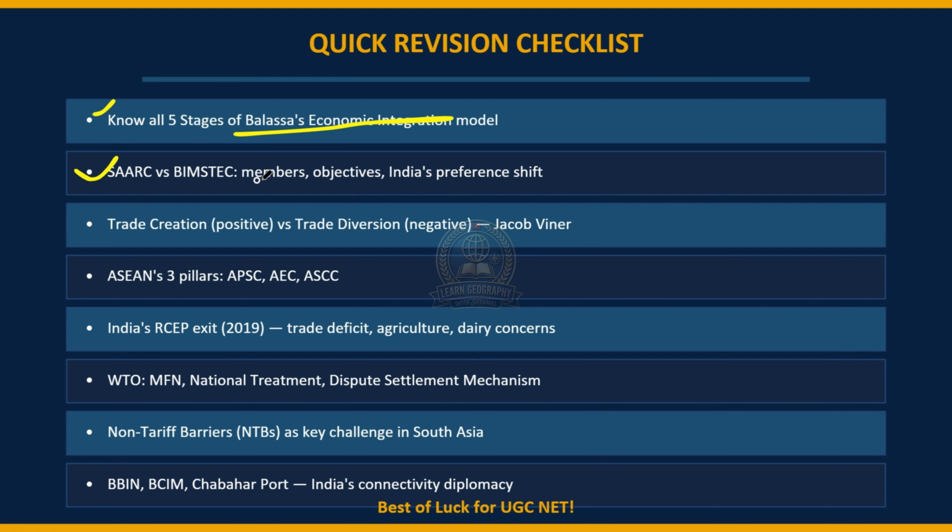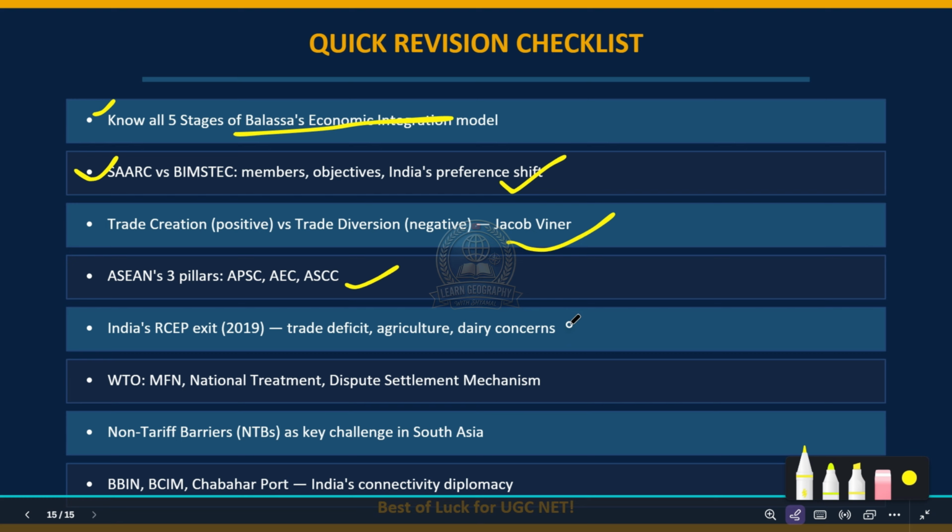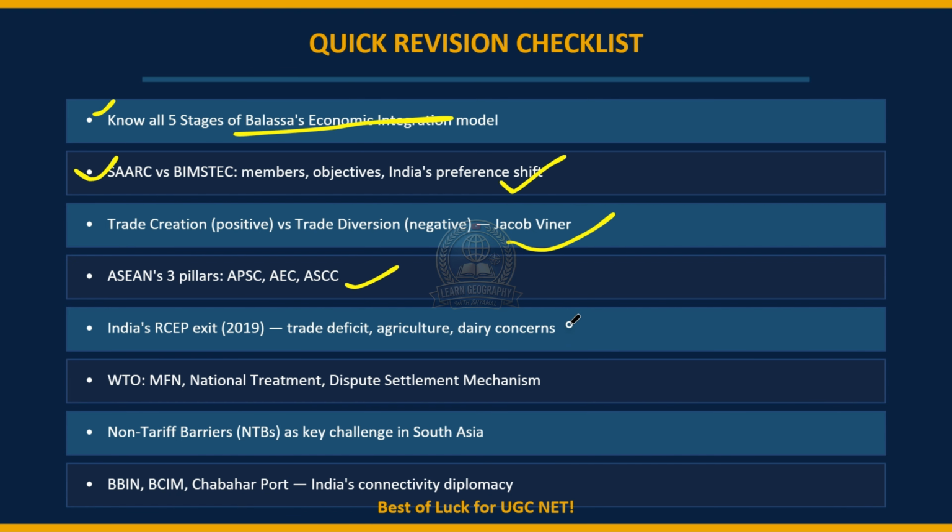SAARC versus BIMSTEC: members, objectives and India's role important. Trade creation, positive, versus trade diversion, negative, Jacob Viner, important. ASEAN pillars: APSC, AEC and ASCC. India's recap: RCEP exit, 2019, trade deficit, agriculture, dairy concerns. WTO: MFN, national treatment, dispute settlement mechanism. Non-tariff barriers, NTB as a challenge in South Asia, BBIN, BCIM, Sagarmala Port, India's connectivity diplomacy. Okay, these are some checklists for revision for your UGC NET exam.